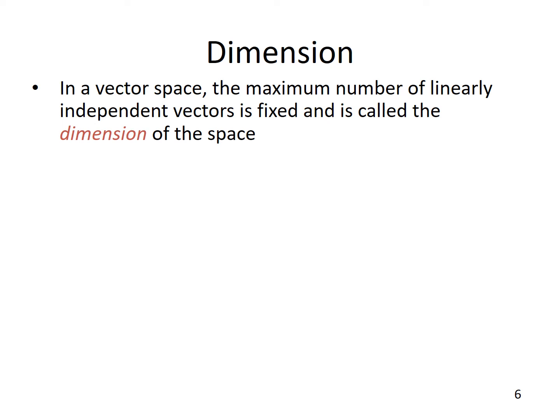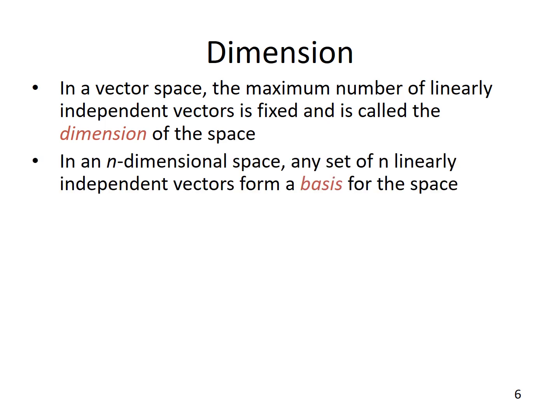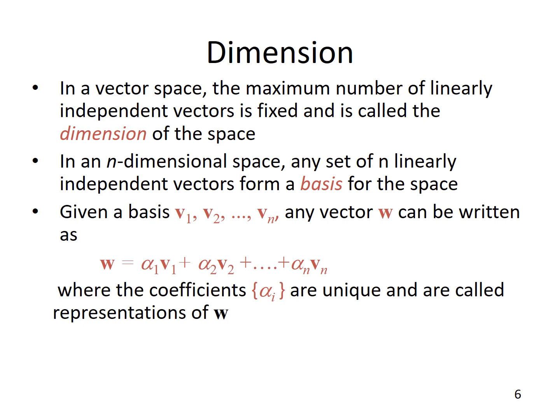Dimension. In a vector space, the maximum number of linearly independent vectors is fixed, and this is called the dimension of that space. In an n-dimensional space, any set of n linearly independent vectors form a basis for that space. Given a basis v1, v2 up to vn, any vector w can be written as a linear combination of these basis vectors, where the coefficients alpha i are unique and are called the representation of w.